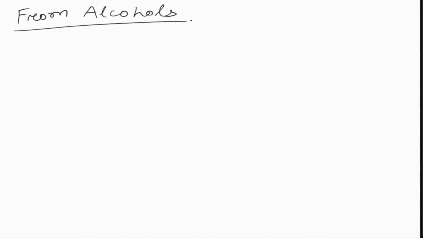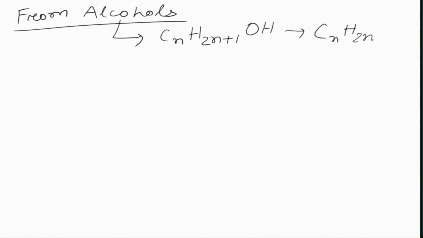The next method is alcohols. So, alcohols have a general formula of CnH2n+1OH, or we can also write CnH2n+2O. So, this is the general formula for alcohols. They are generally written as ROH, where R is any alkyl group.